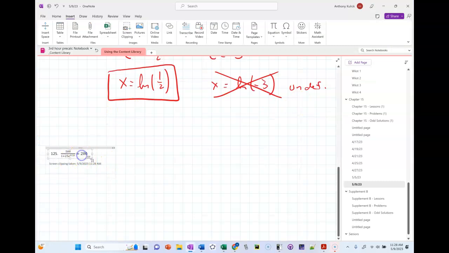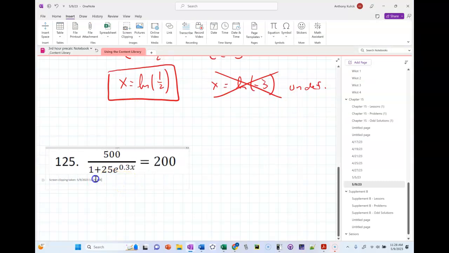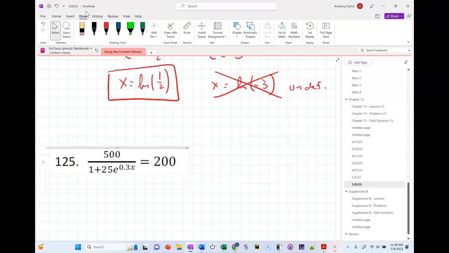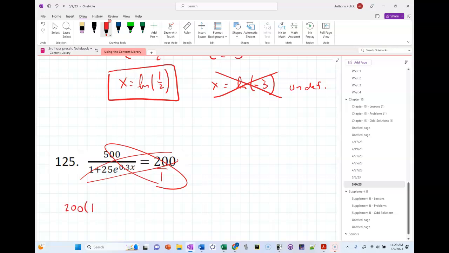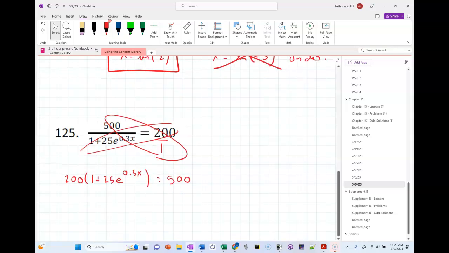All right. So this is a logistic equation, but that's no big deal. So what I would do here is I would just think about this as like 200 over 1. And then I'm just going to cross multiply. And just turn that into an exponential equation.